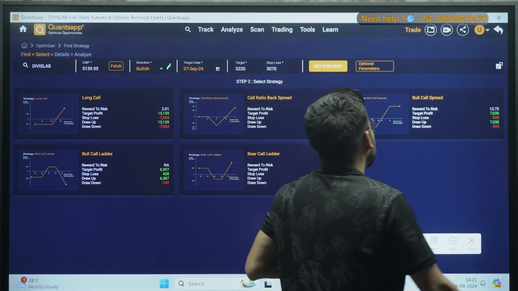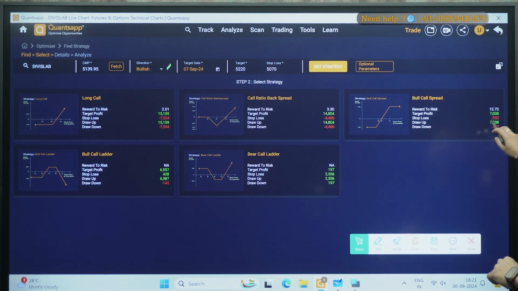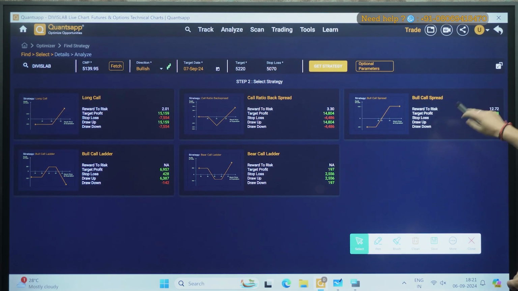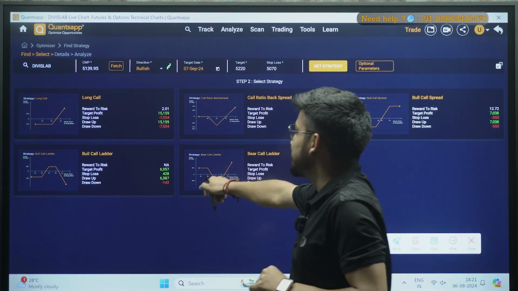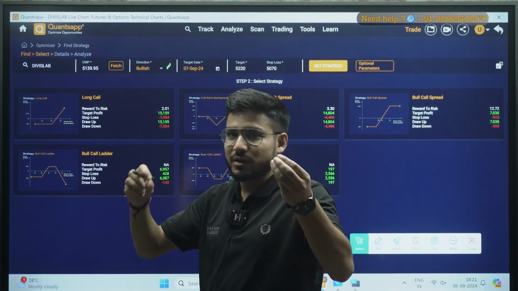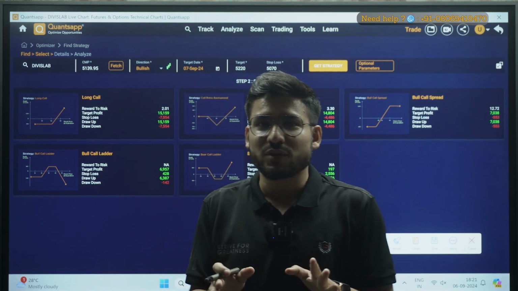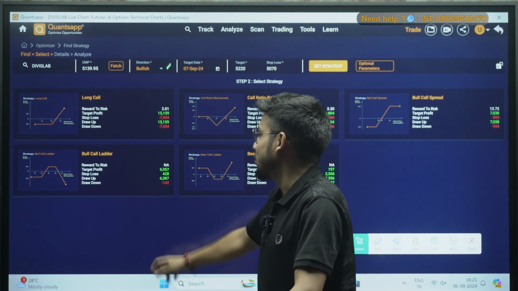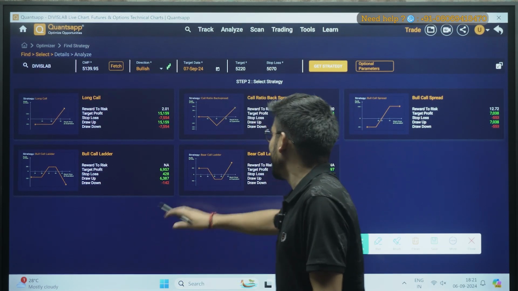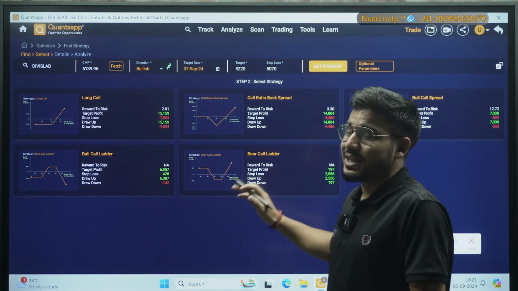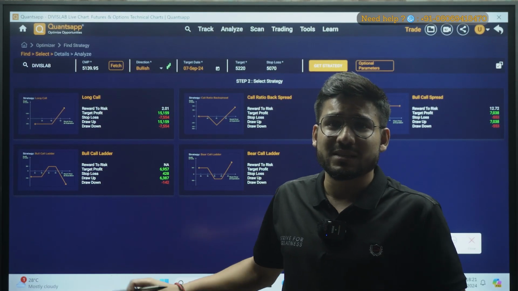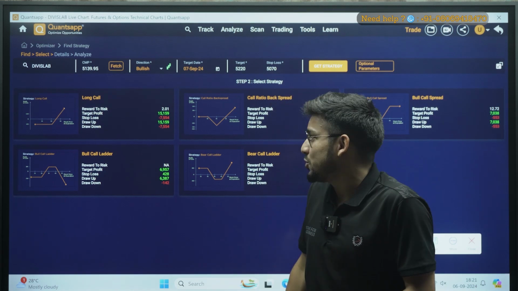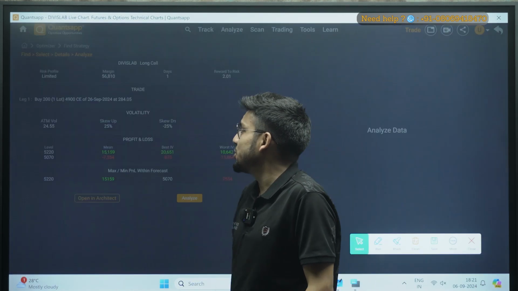Okay, similarly you can see in a bull call spread I am getting a risk reward ratio of 12. Okay, and there are 2 more strategies where there is no risk, so you can directly go for those also, bull call ladder and bear call ladder. So I think there might be some strategies that you don't know about, but still you can go with the best strategies that you will find here.